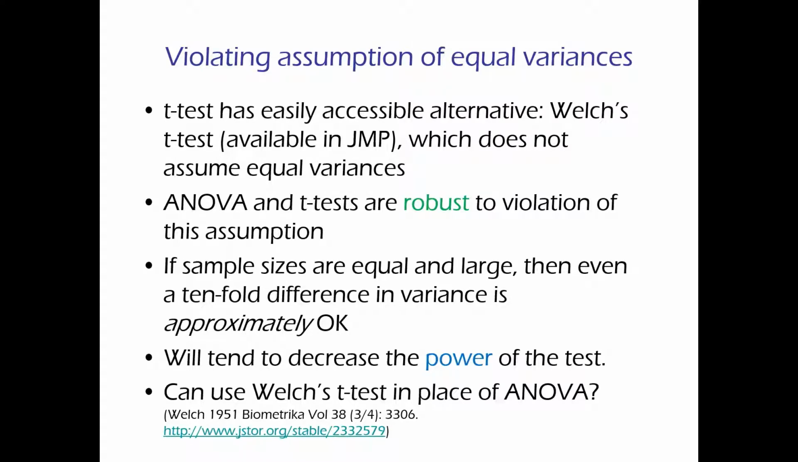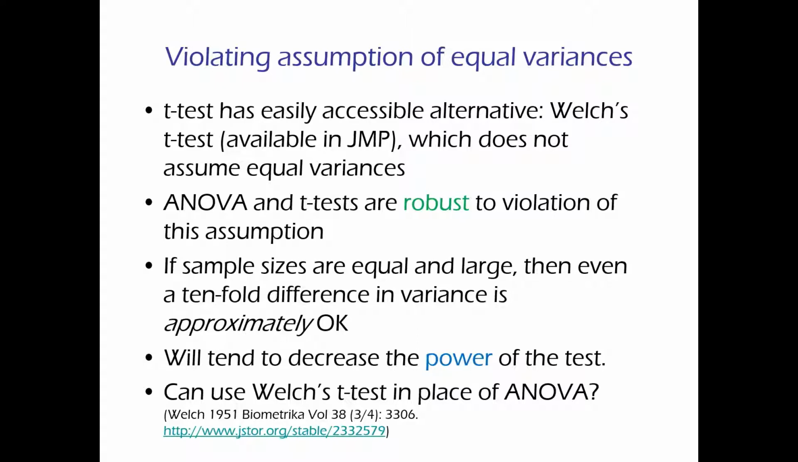So what can we do if the assumption of equal variance is not met? As we already learned in this class, for the Student's t-test, we have a very easy alternative, Welch's test, which doesn't assume equal variance. In practice, since both ANOVA and the t-test are pretty robust hypothesis test methods, even if this equal variance assumption is violated, we can still make conclusions from the test results with confidence, especially when the sample sizes are equal and large. In this case, even a 10-fold difference in variance is somehow okay.